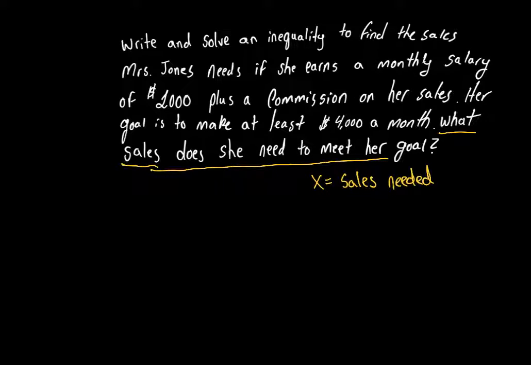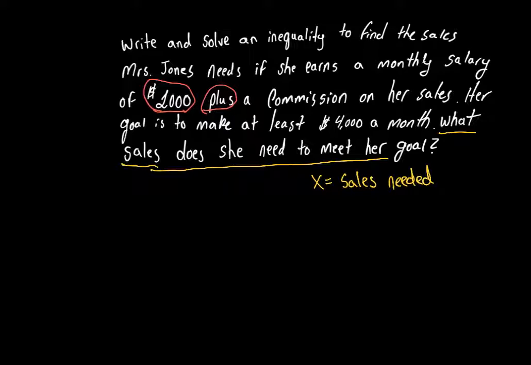So I'm going to go through this problem again, and figure out the information that is essential for me to be able to solve this problem. So let's reread it, and let's circle or underline information that we possibly could use to help us as we set up this inequality. Write and solve an inequality to find the sales Mrs. Jones needs if she earns a monthly salary of $2,000. There we go. That's probably important to know right here. Plus a commission on her sales.